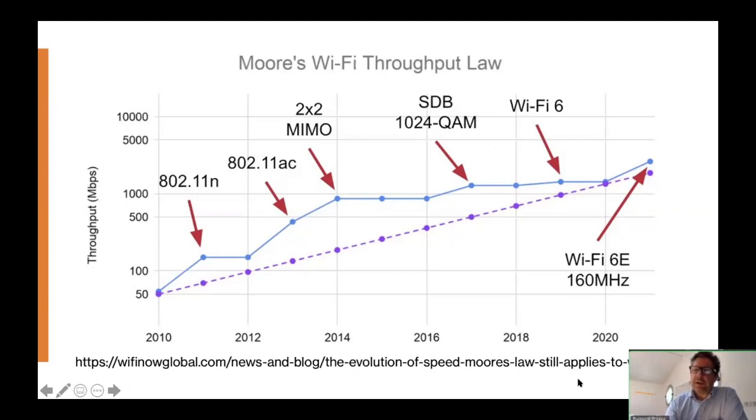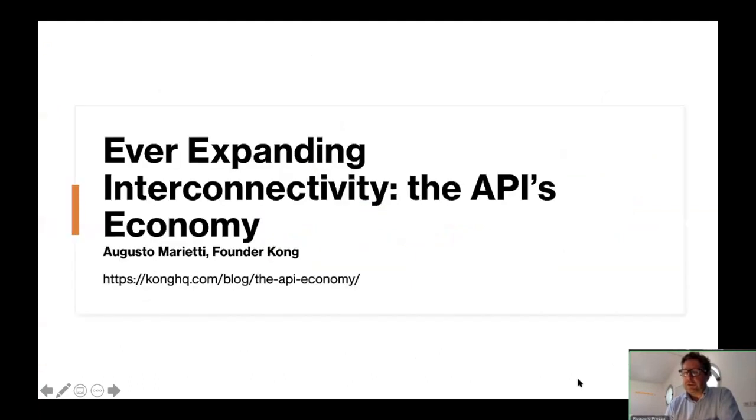And what else is happening? There is this concept of ever-expanding interconnectivity, the API economy. So everybody is building on the foundations of what we ever did, or what we ever developed. I invite you to read this nice blog by Augusto Marietti, an Italian young guy who founded a very successful company in the United States, Kong, which is an API commerce market.